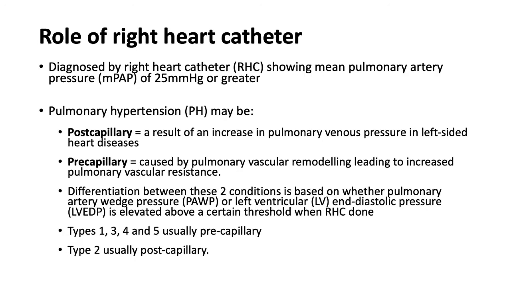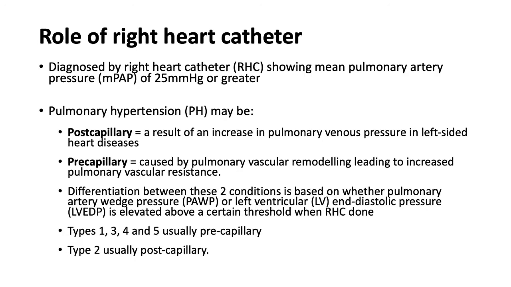They then classify the pulmonary hypertension as either post- or pre-capillary based on the hemodynamics seen at the right heart catheter, and that also predicts the response to treatment. So the pre-capillary types are more likely to respond to treatment that involves vasodilators, so things like bosentan and the phosphodiesterase inhibitors.